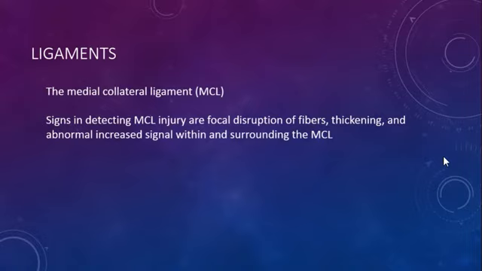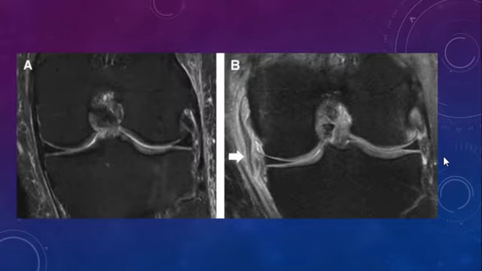Regarding the medial collateral ligament, the MCL, signs in detecting MCL injury are either focal disruption of the fibers, thickening, and abnormal increased signal within and surrounding the medial collateral ligament. This is the normal medial collateral ligament. You can see it very well identified as a hypointense structure along the medial aspect of the knee, and here it is an irregular torn medial collateral ligament with surrounding soft tissue edema.